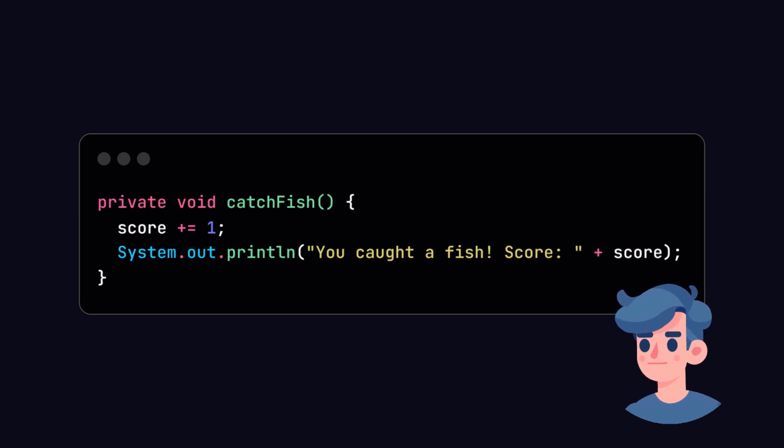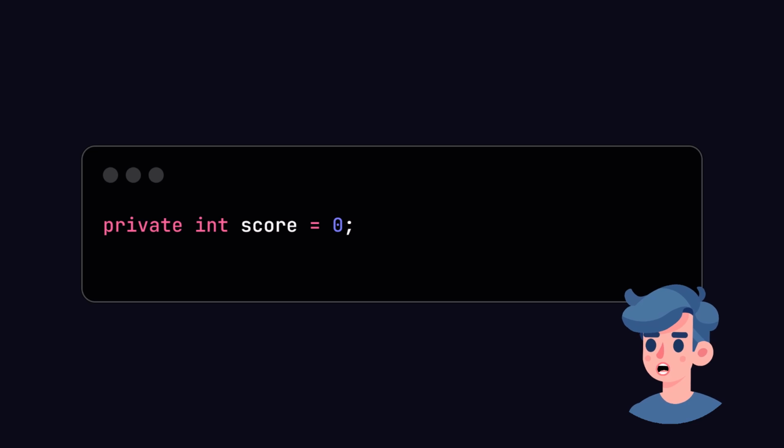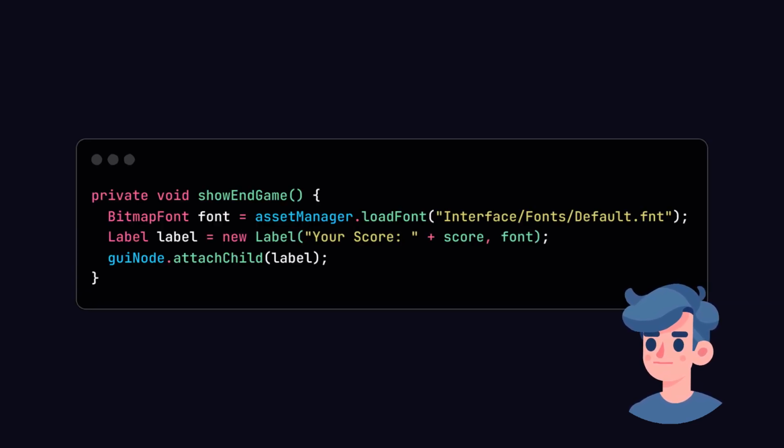Let's make it update the score. To store the score, we also need a variable. Let's declare it at the beginning of the main class. Finally, let's set up an endgame screen that shows the player's score. You can implement this using JMonkey's GUI.